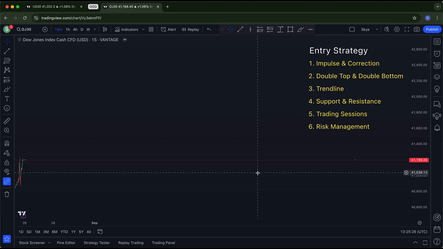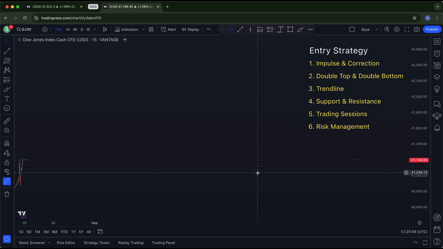What is entry strategy? It is a predetermined plan outlining the conditions under which a trader will enter a trade. It helps to manage risks, reduce emotional decision making, and increase the likelihood of profitable trades. So, a well-defined entry strategy ensures that traders enter the market at opportune moments, maximizing potential returns while minimizing losses. So, now we will be considering these six concepts.